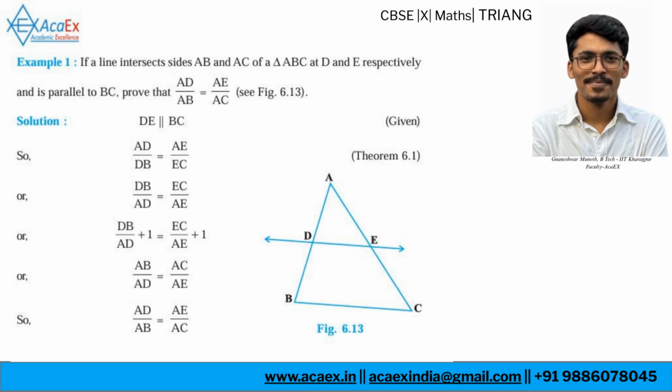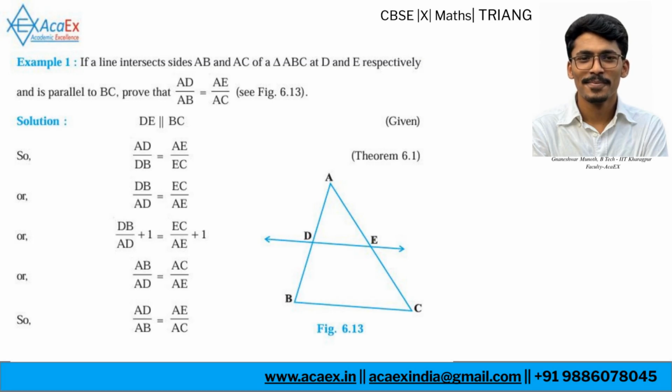Example 1 problem. If a line intersects sides AB and AC of a triangle ABC at points D and E and is parallel to BC, prove that AD divided by AB equals AE divided by AC. Solution: since DE is parallel to BC, by Theorem 6.1, we have AD divided by DB equals AE divided by EC.